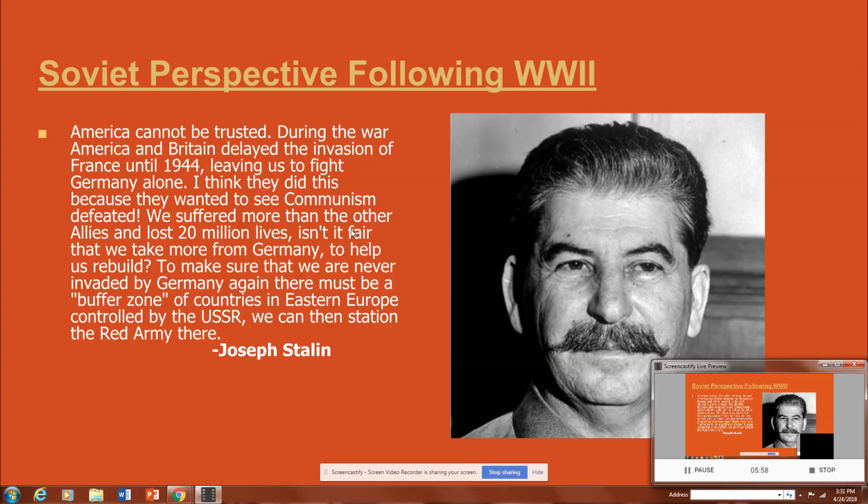stop democracy, which was pushing towards them. So if we're looking at it from their perspective, they saw democracy as a threat, and we saw communism as a threat. So both sides kind of viewed each other's policies or ways of life as not the correct way to go about things. So here is Joseph Stalin and his perspective following World War II.